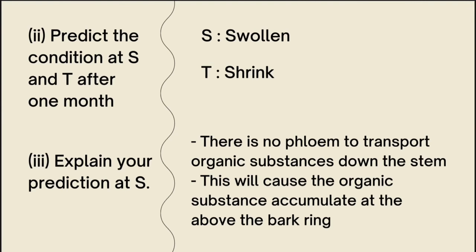Next, explain your prediction at S. As you know, S will become swollen. It is because there is no phloem to transport organic substances down the stem, and this will cause the organic substance to accumulate above the bark ring.